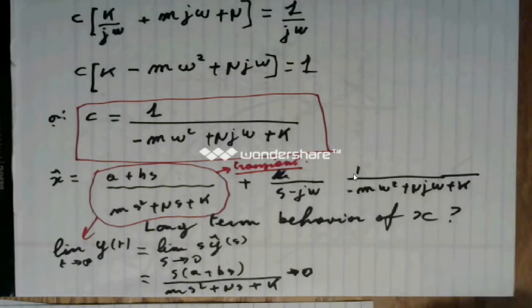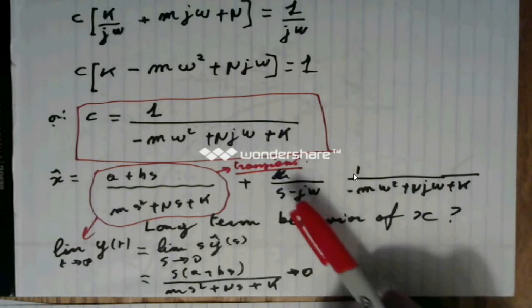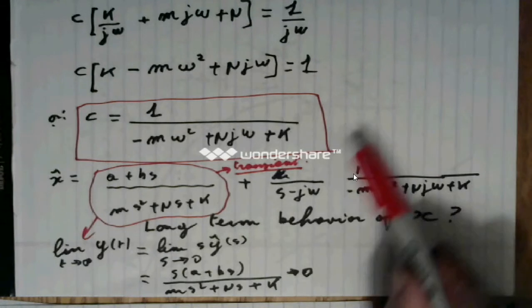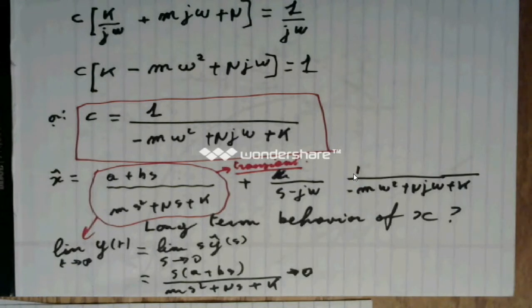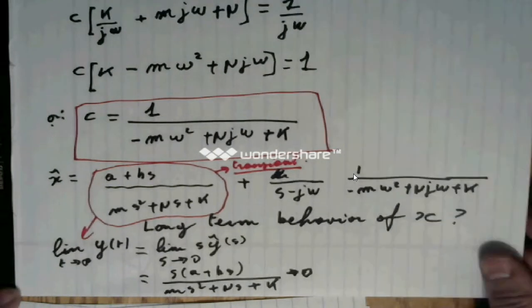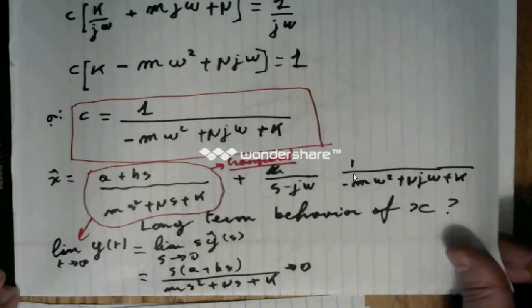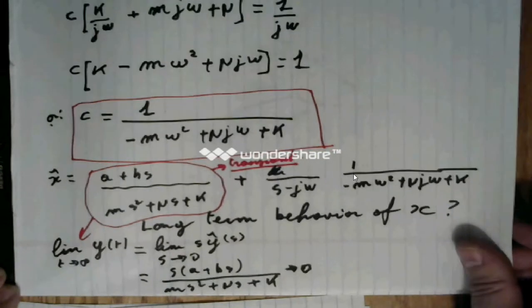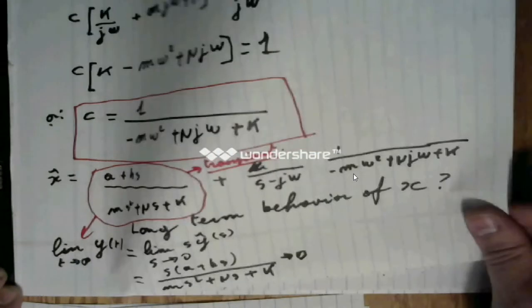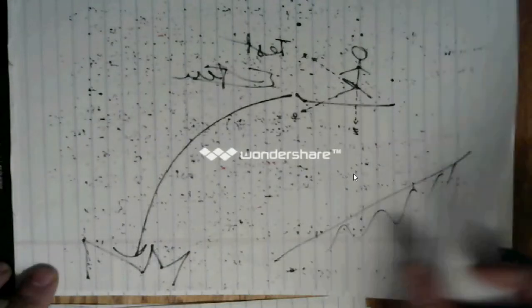Now this term is just 1 over s minus j omega times this thing. And I want to single it out to see what it means. So let me move this page away and then restart with a new page.